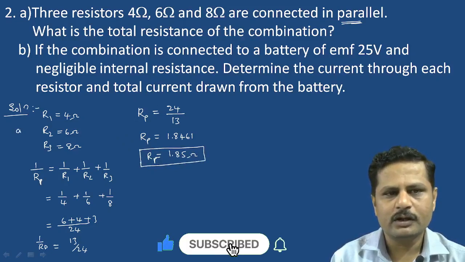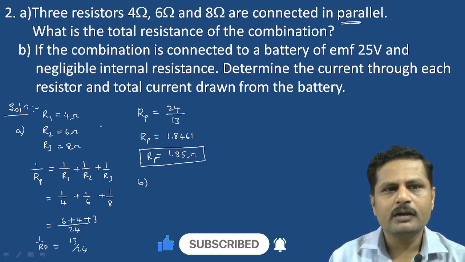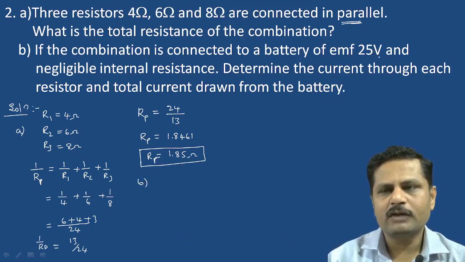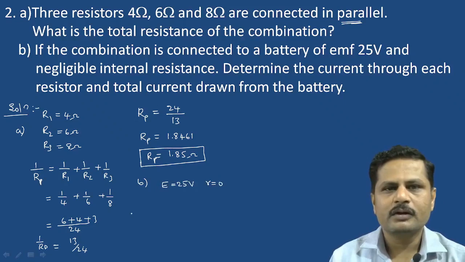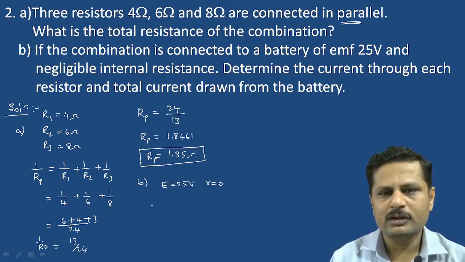This is question A. Now let me move to B. If the combination is connected to a battery of EMF 25 volt and negligible internal resistance, determine the current through each resistor. Here we have EMF, that is E equals 25 volt, and internal resistance is negligible, that is equal to 0. Now current through the circuit is given by the expression I equals E divided by external resistance plus internal resistance.